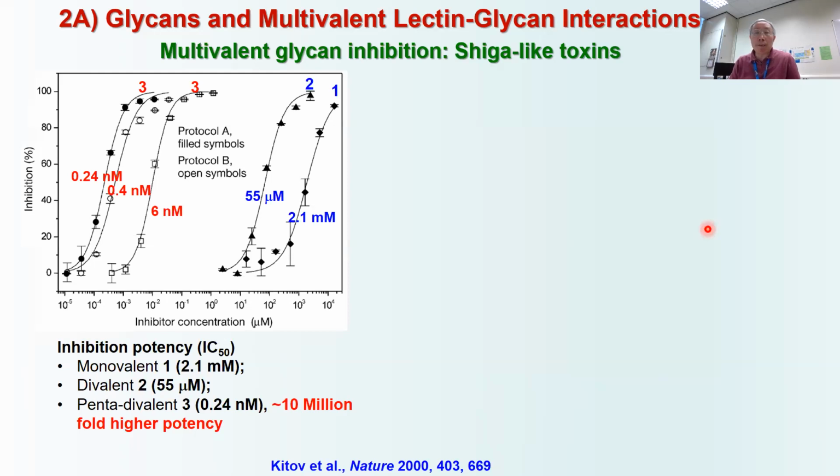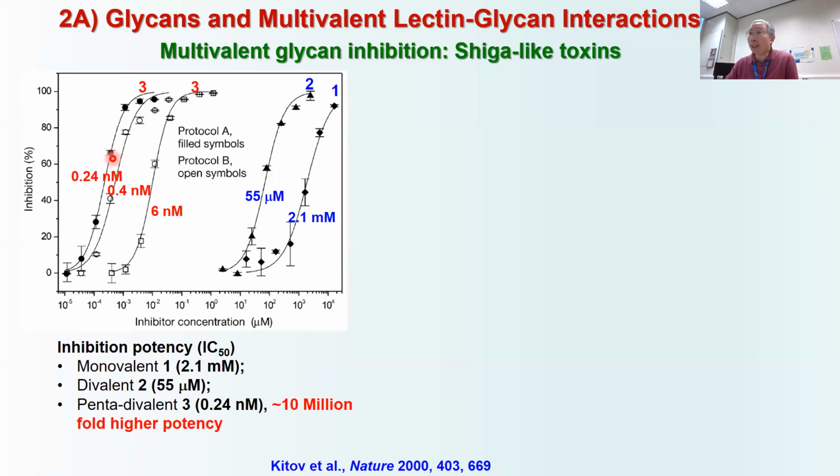Because most of these infections are initiated through multivalent interactions, as you can imagine, if you want to block such interactions, you probably need to use multivalent interactions as well. So here is an example using multivalent sugars to inhibit a bacterial toxin called the Shiga-like toxin. If you use only monovalent sugar, it's not very effective. The IC50 is about 2 millimolar. If you use the divalent, then the potency can be enhanced by about 40-fold.